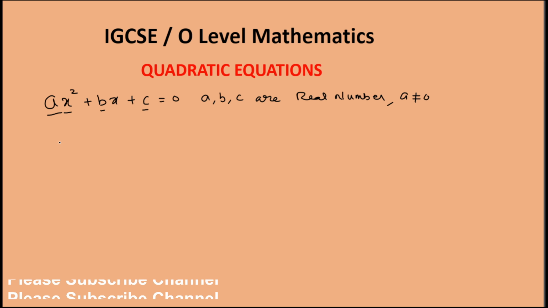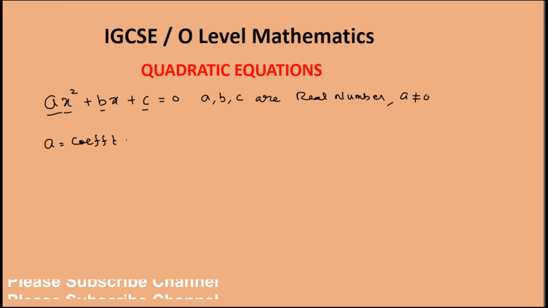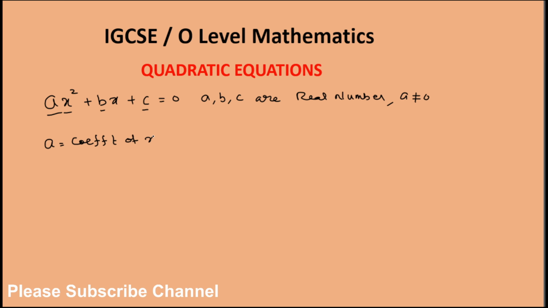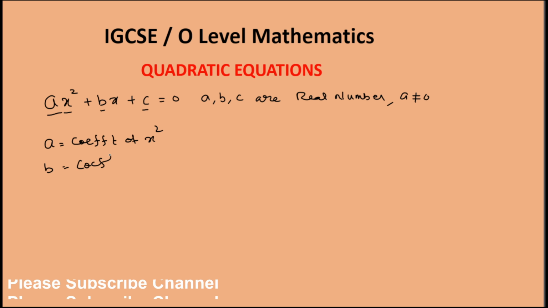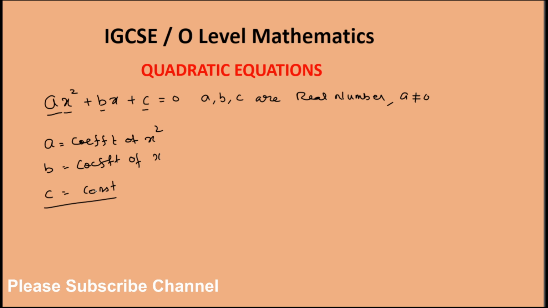Then what is a? a is the coefficient of x square, and what is b? b is the coefficient of x, and c is always a constant. Constant means independent of the variable.